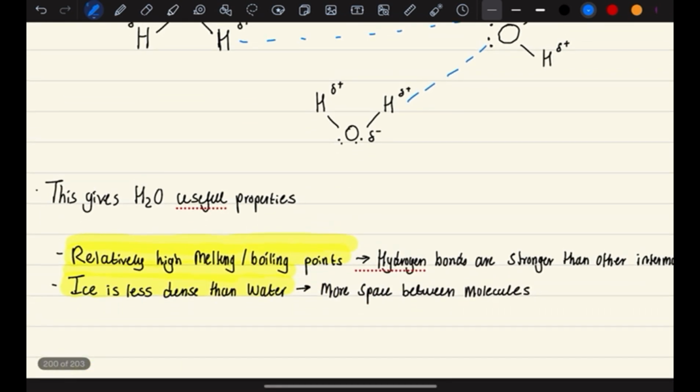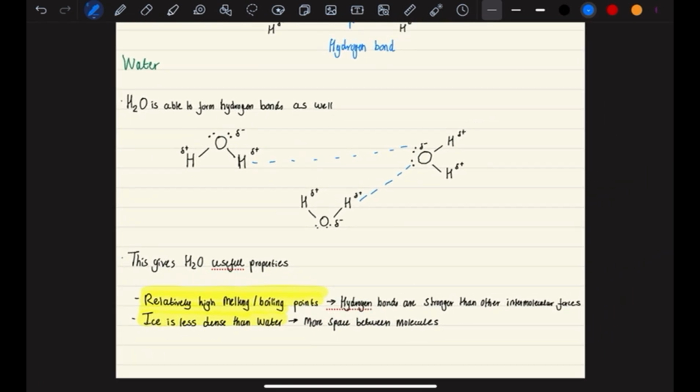Yeah? And there's very useful properties that water has because of this. A lot of them relate more to biology, but in terms of chemistry, the ones that we want to cover are going to be having a high melting and boiling point because your hydrogen bonds are stronger than other intermolecular forces. So if we compare the strength of a hydrogen bond to permanent dipole or London force, the hydrogen bond wins every time.